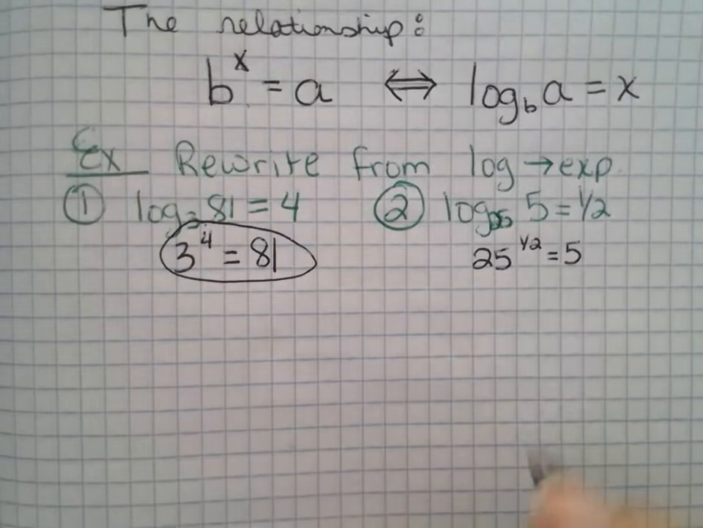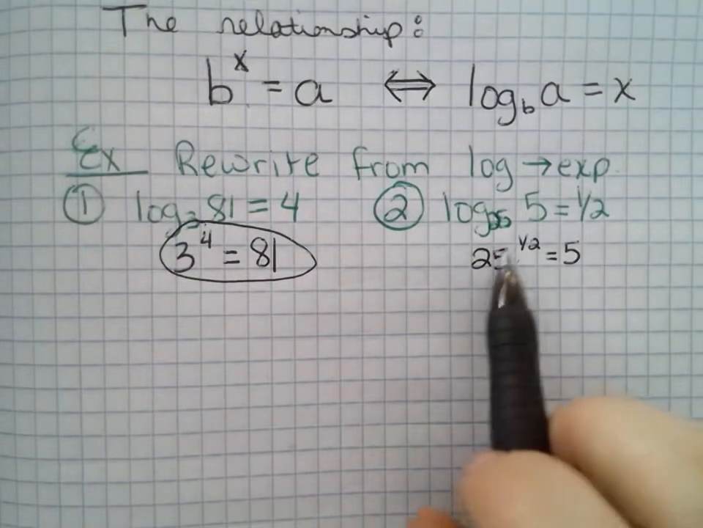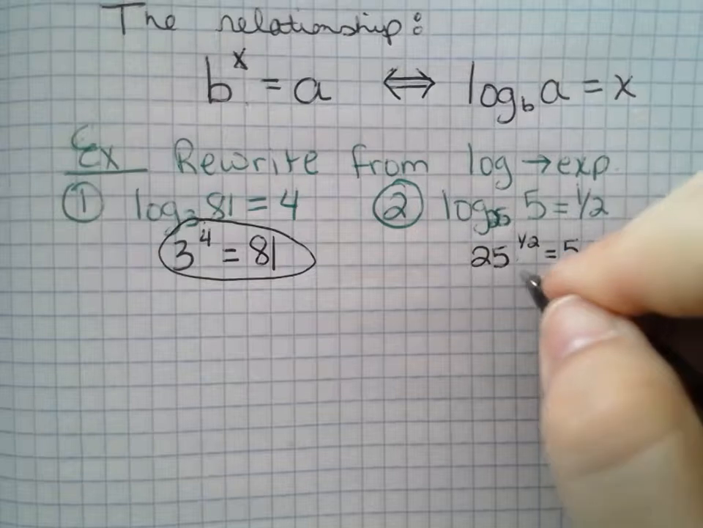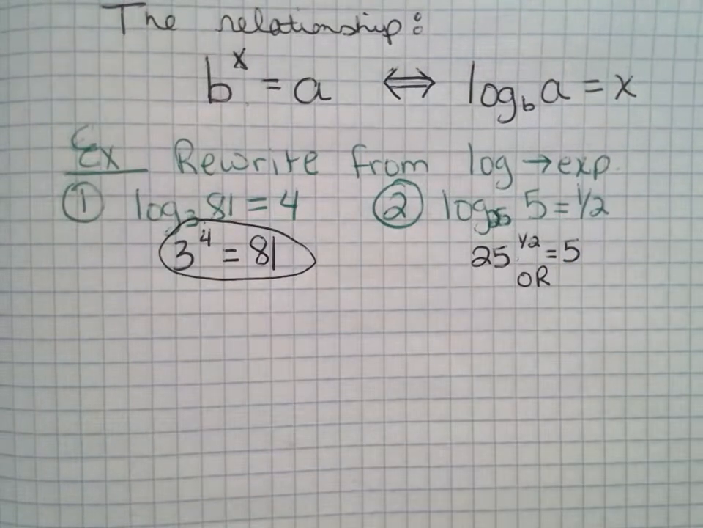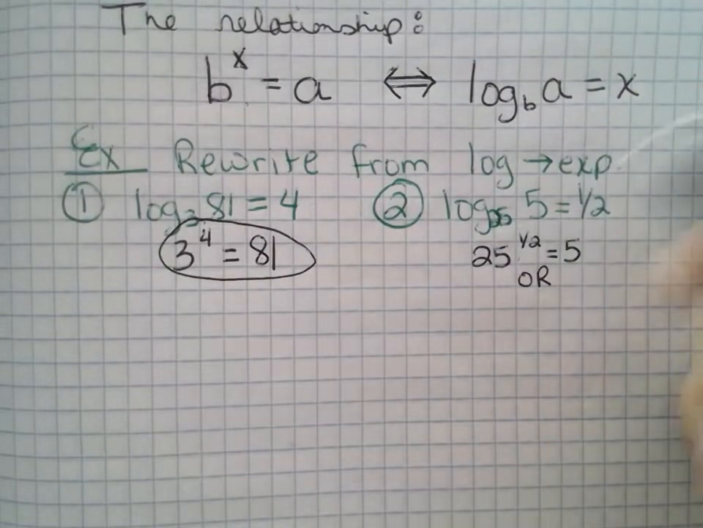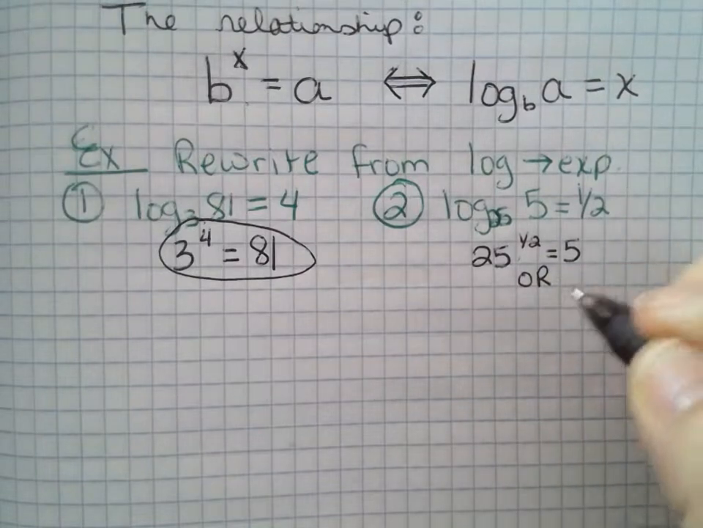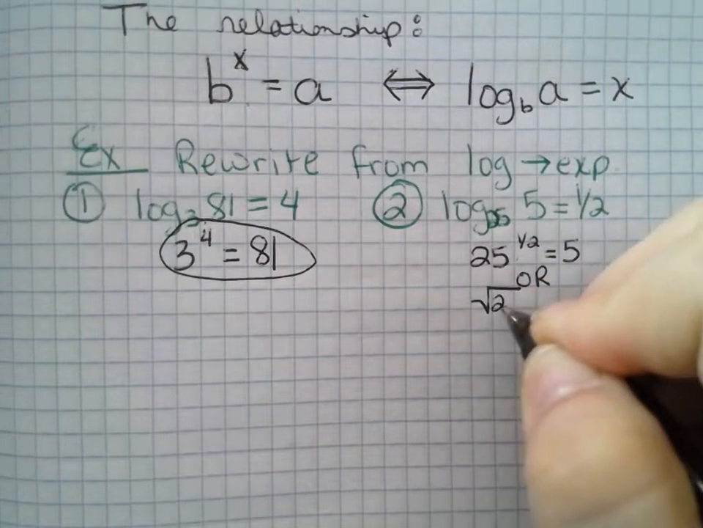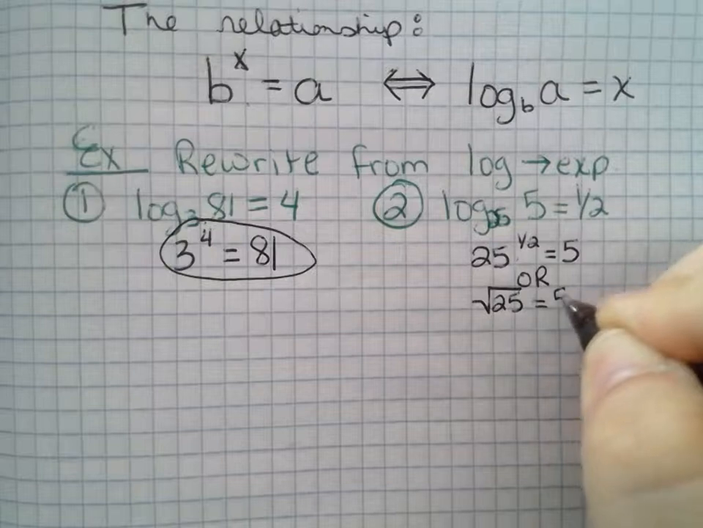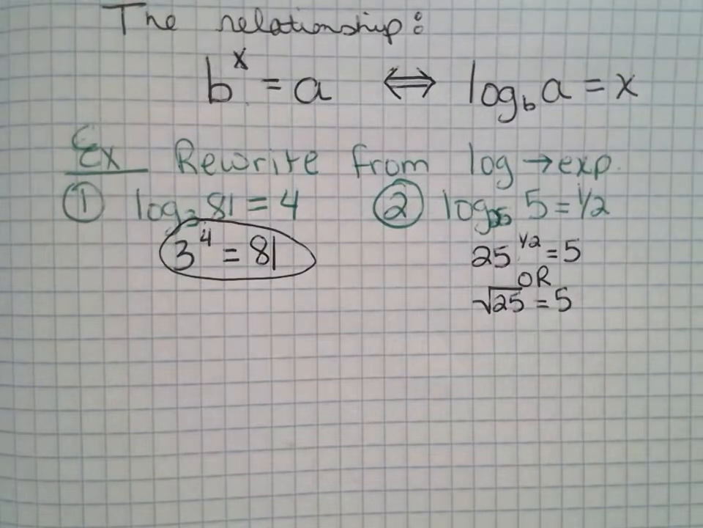What was another way to think about anything to the 1/2 power? I haven't heard it yet. Square root, right? 25 to the 1/2 is exactly the same thing as the square root of 25. To the 1/2 power is square root.